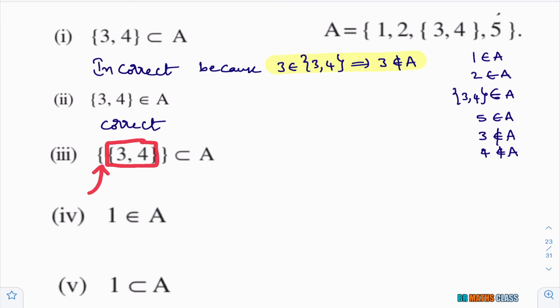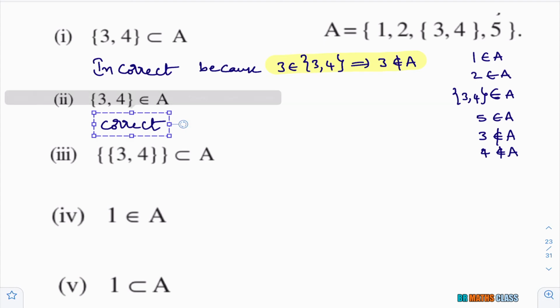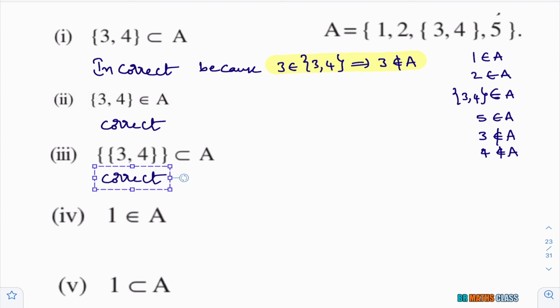Okay. Now, does the set 3 comma 4 belong to A or not? Yes, the set 3 comma 4 belongs to A. So, what I can say, all the elements present in this set are present in A. So, subset is the suitable symbol. I hope you are understanding. This contains only one element, that is set 3 comma 4. That set 3 comma 4 is present in A. So, this statement is correct.